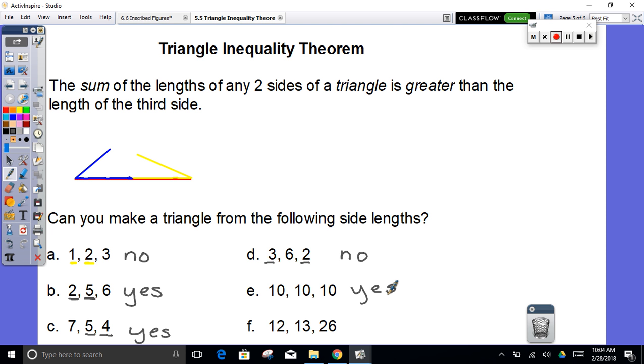Laura, what are my two smallest numbers? 13 and 12. What is 13 plus 12? 25. Is 25 bigger than 26? No. So can you make a triangle? No. But it's just one less. It doesn't matter. Even if it's the same, you still can't make a triangle. It has to be bigger.